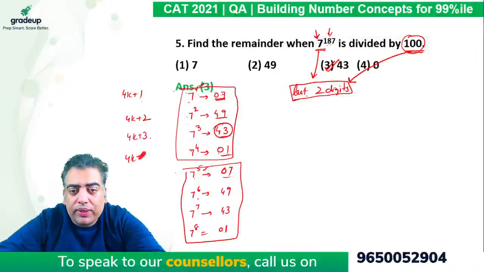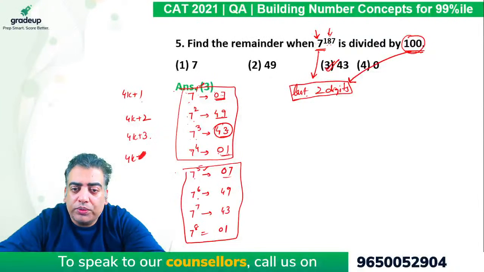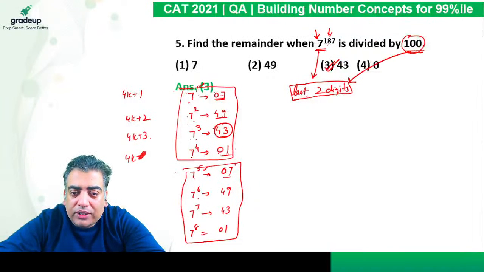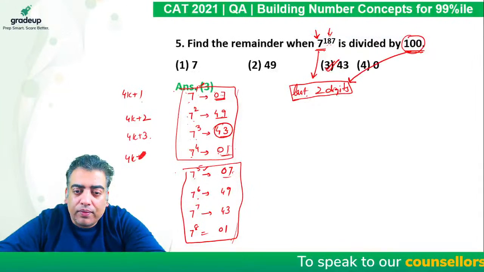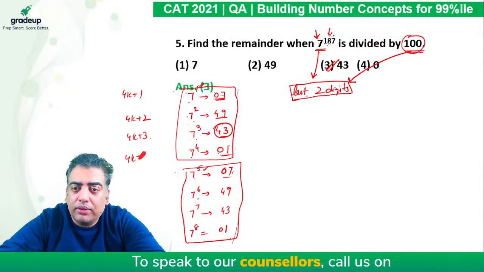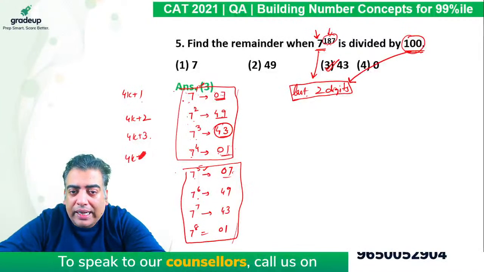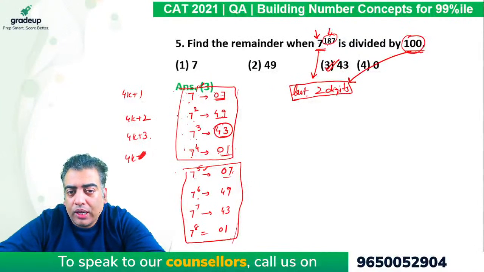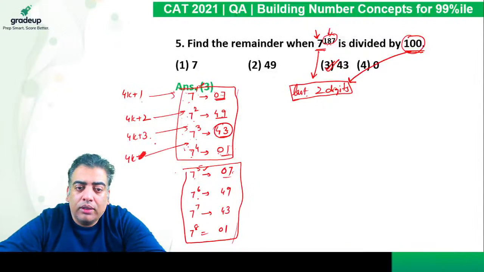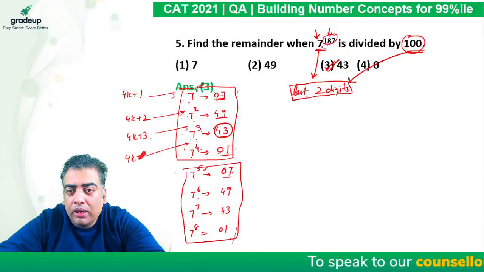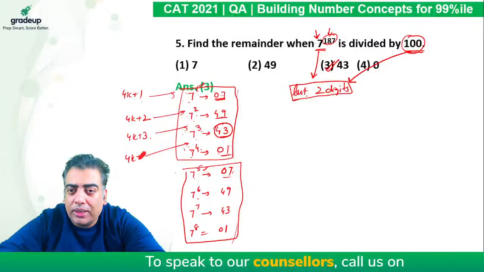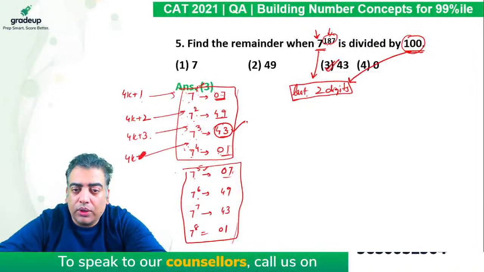So 7 raised to power 1 is 7, 7 squared is 49, 7 cubed is 343, 7 raised to power 4 is 2401. When you observe the last two digits, after these four values it starts repeating. So we just need to observe where 7 raised to power 187 falls out of these four. If we observe the powers of these four, when divided by 4 they give a remainder of 1, 2, 3 or 0. 187 divided by 4 gives a remainder of 3. So the answer comes out to be 43.